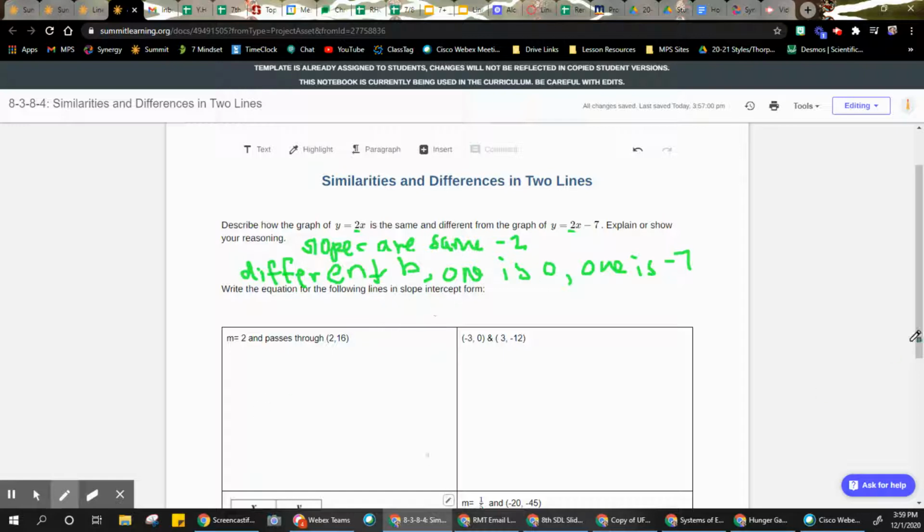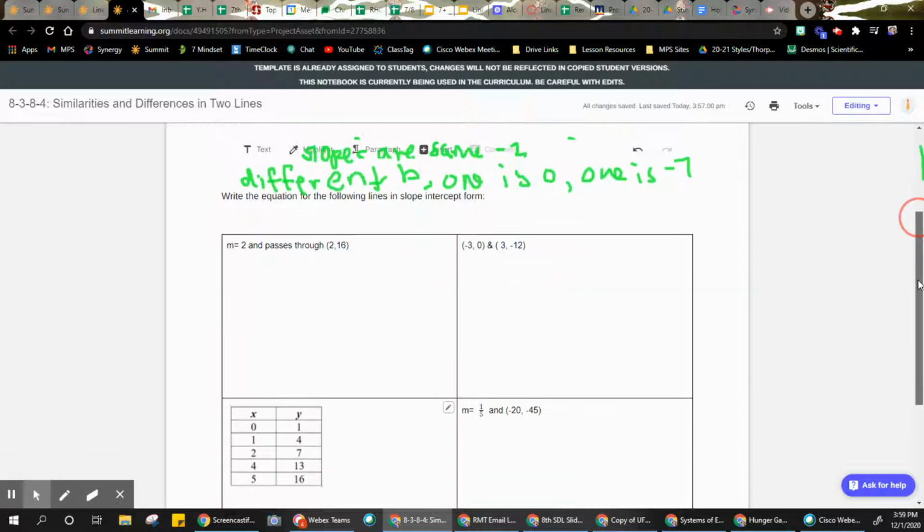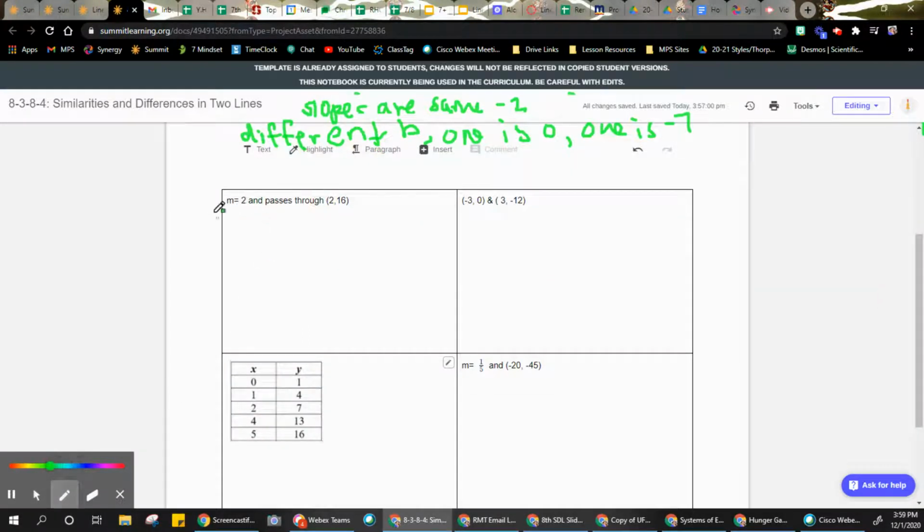So now I'm going to scroll down to the next part, which says write the equation in slope-intercept form. I'm going to start with this one that says m is our slope and it passes through the point 2, 16. Remember, slope-intercept form is y equals mx plus b. In order to define this, I have to plug in my slope and then plug in my points. So I'm going to plug in y equals 2x plus b. Now I'm going to plug in my point, which is 2 and 16. Remember, x always comes first. And I'm going to solve for b.